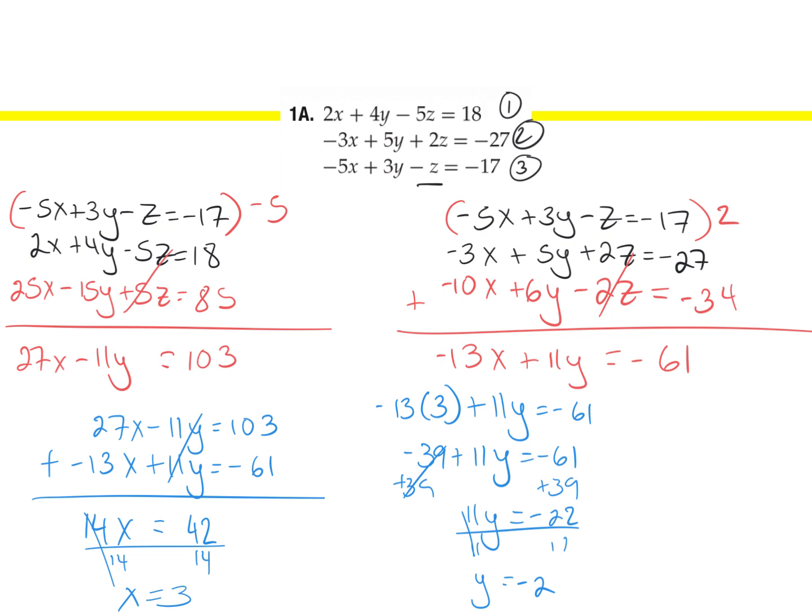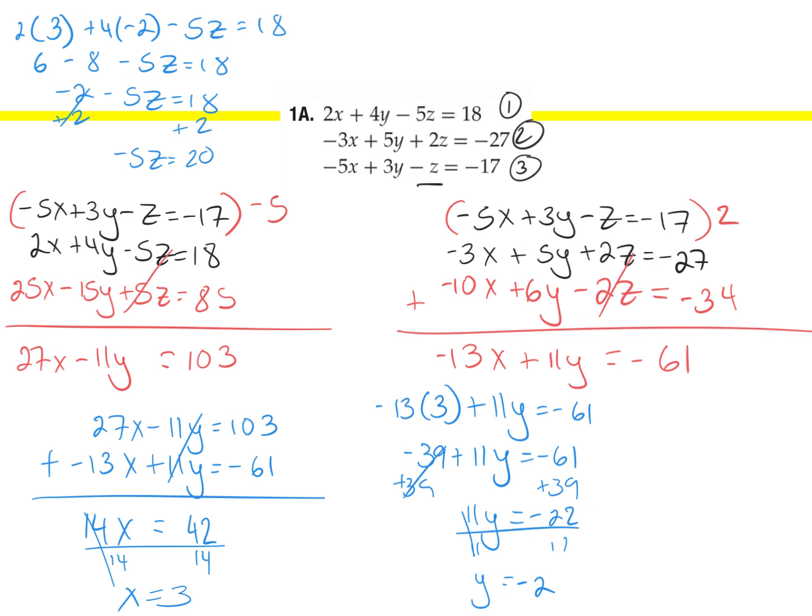I'm going to plug it back in. I'm going to plug it into equation 1. Again, doesn't matter which one you choose as long as you are consistent. So it's going to be 2 times 3 plus 4 times negative 2 minus 5z equals 18. So this will be 6 minus 8 minus 5z equals 18. This will become negative 2 minus 5z equals 18. I'll add 2. So I'll get negative 5z equals 20. I'll divide by 5. And I end up with z is equal to negative 4.